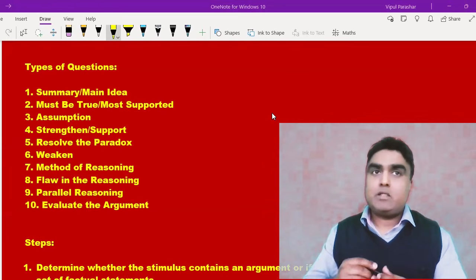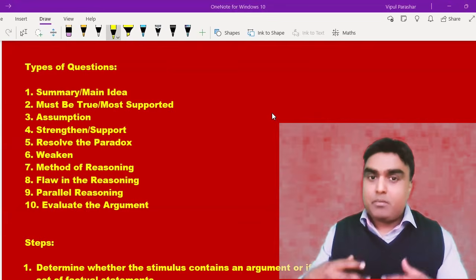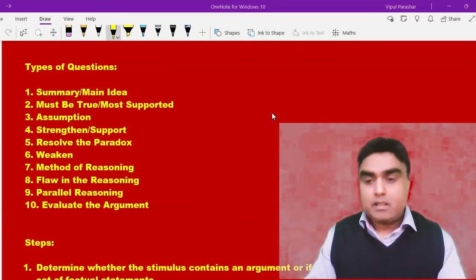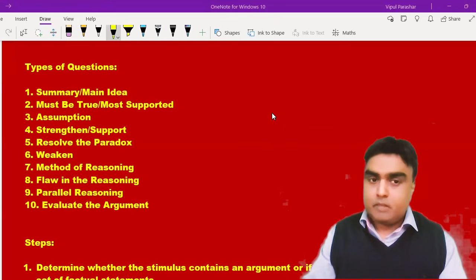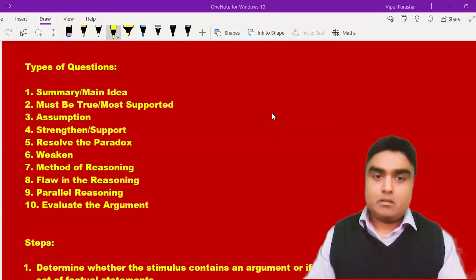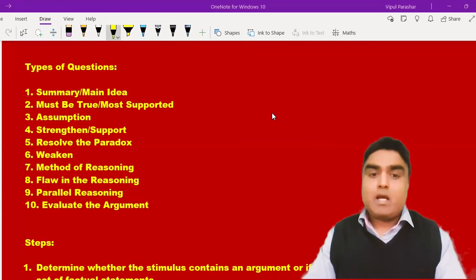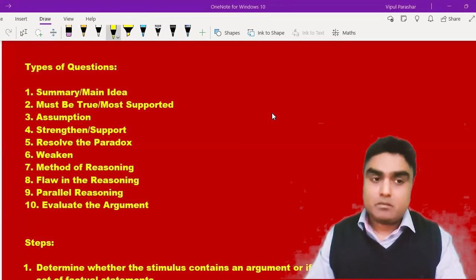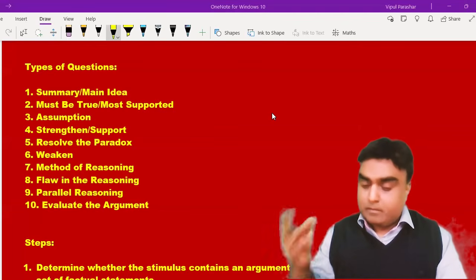The point I was trying to say is, even in the CR, premises can be a false statement. I'll give you an example. It can be like, India is not a democratic country. It can be a premise. So what I am supposed to do is believe it and answer the whole CR based upon that premise. That's why, very good point.